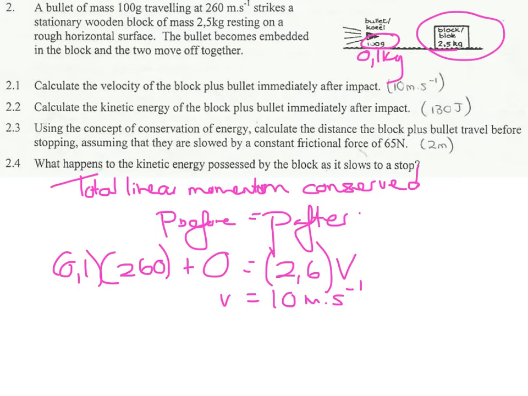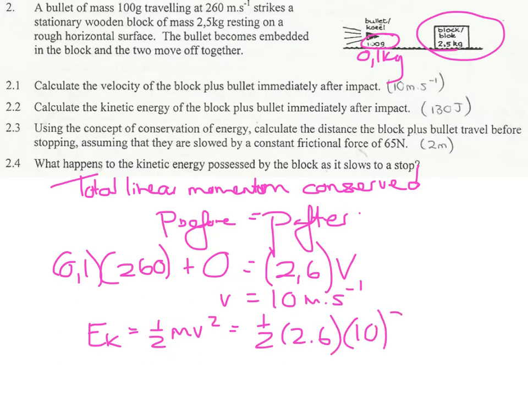Calculate the kinetic energy. EK is equal to a half mv squared. So that's equal to a half, 2,6, 10 squared, and it turns out to be 130 joules. And the next one is we've got energy being transferred. Using the concept of conservation of energy, calculate the distance the block plus the bullet, so together, travel before stopping. Assume that they are slowed down by a frictional force of 65 newtons.